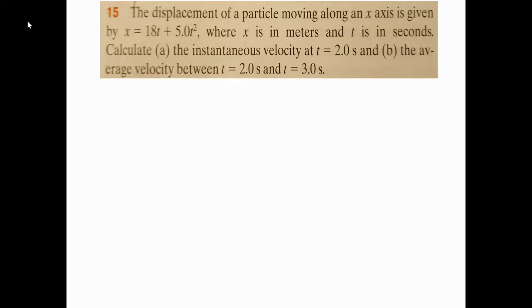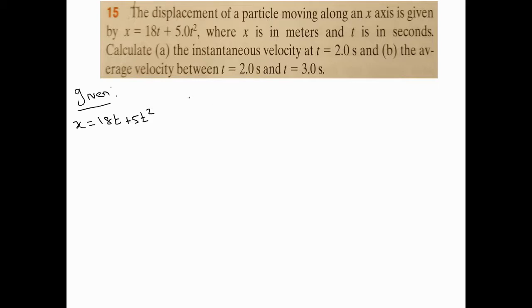What is given in the question? The displacement of the particle moving along an x-axis is given by the equation. Better we just write the given first. The displacement of the particle equation is given: x equals 18t plus 5t square, where x is in meter and t is in second. What is our first question? Calculate the instantaneous velocity at time t equal to 2 seconds.